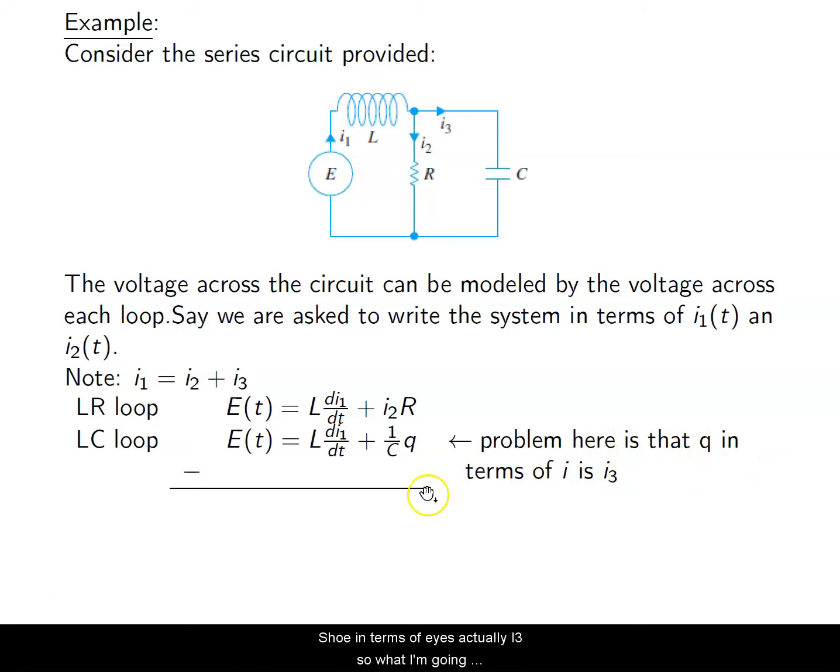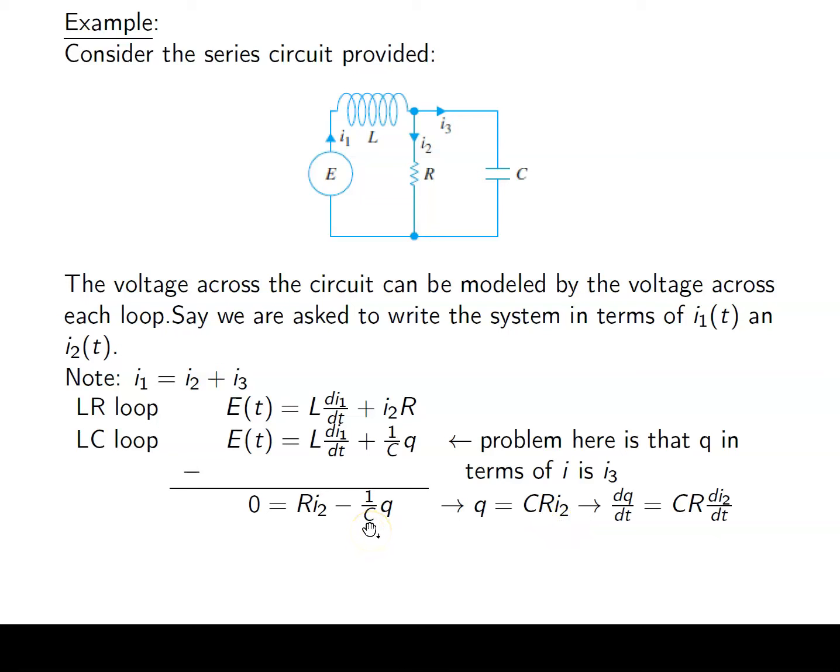So the problem here is that Q is in terms of I, which is actually I3. So what I'm going to do is subtract these two equations. The E of t is going to cancel, and the L di1 over dt is going to cancel as well, and I'm going to get I2R minus 1 over c q. So we did what we normally do in algebra, which is try to eliminate some stuff. Now the problem is I still have q in terms of I3 in this case. So I want to make some manipulations here. You can start to solve for q. So now I have q in terms of I2 in fact.